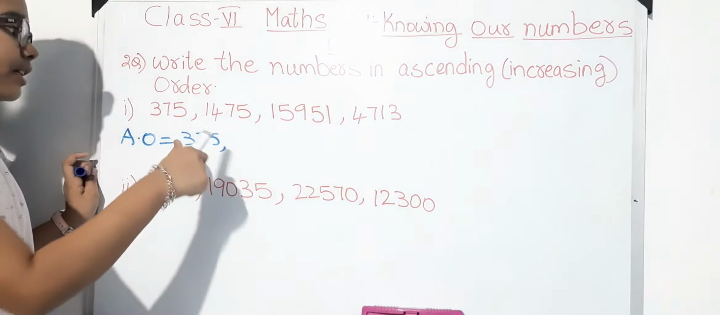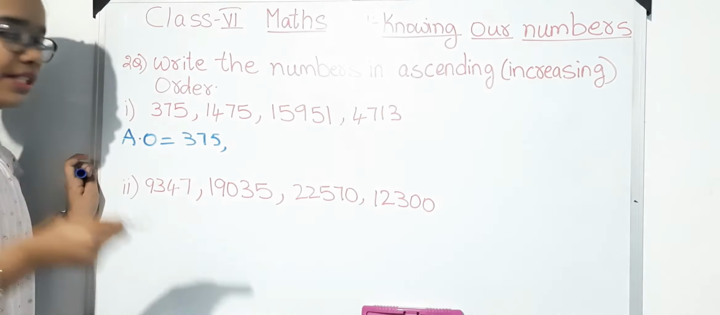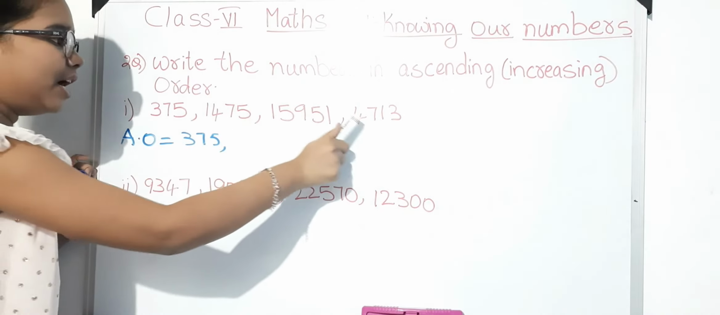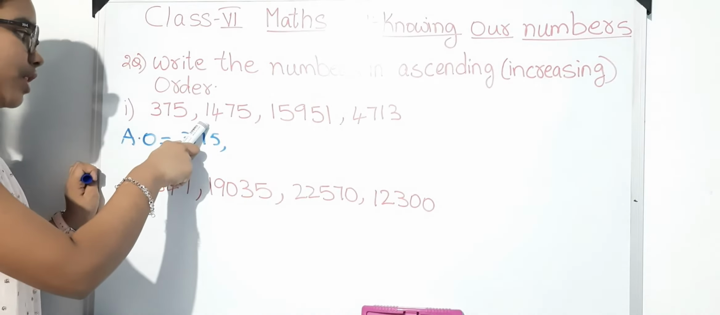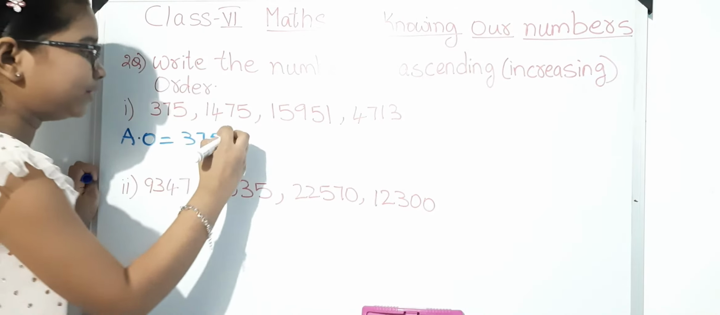Then here both 4-digit numbers are there. So we have to see the first digit, which is 1 and 4. So 1 is the smallest. So we have to write here 1475.